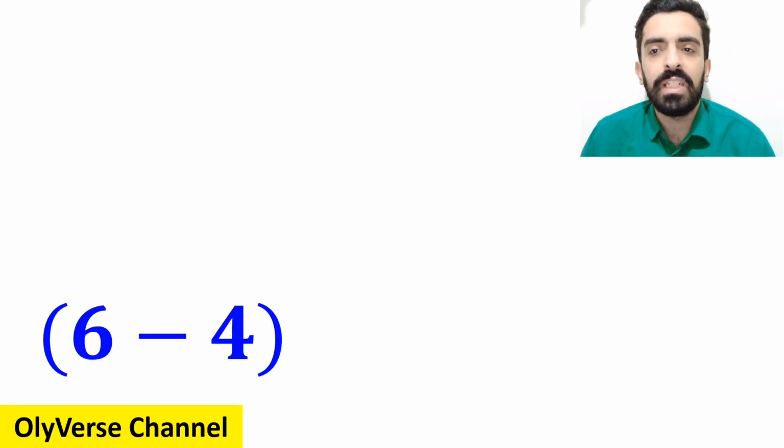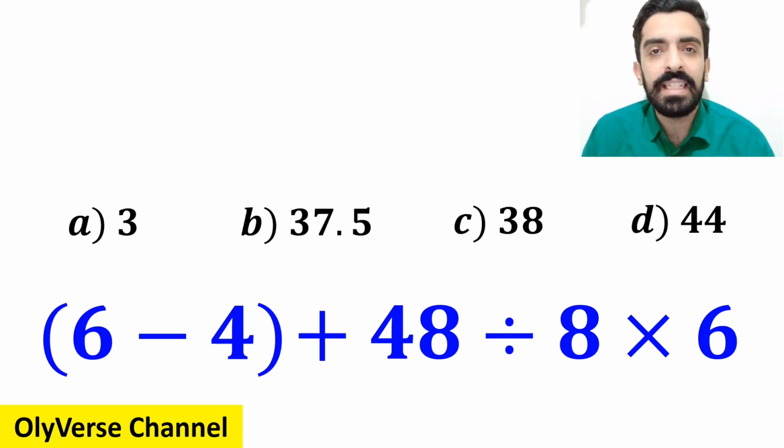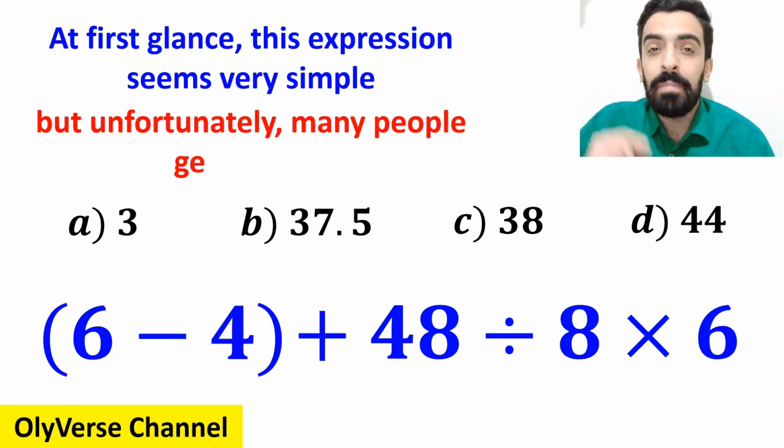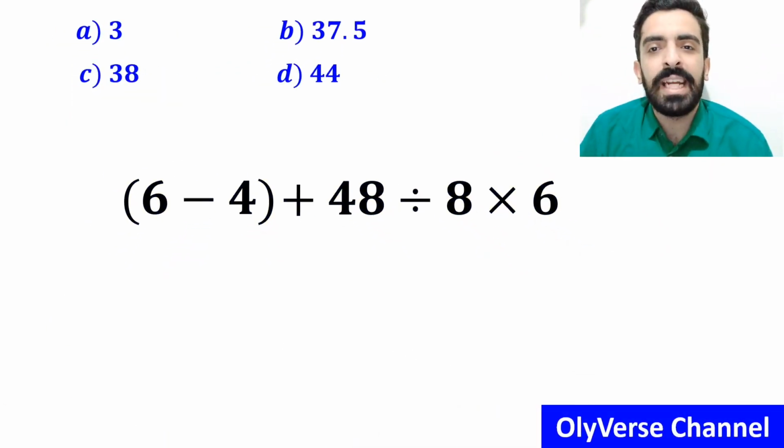What is the value of the expression (6 - 4) + 48 ÷ 8 × 6? Which option do you think is the correct answer to this question? At first glance, this expression seems very simple, but unfortunately, many people get it wrong. Let's go step by step and solve it together.